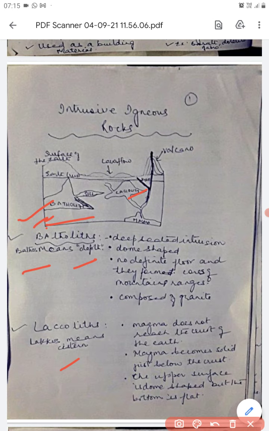As you can see here, it has not reached the earth crust. In laccoliths, the magma becomes solid just below the earth crust, and the upper surface is dome shaped. Batholiths have a dome shaped structure. In the same way, laccoliths also have a dome shaped structure, and the bottom is flat, whereas batholiths do not have a definite floor or definite bottom.